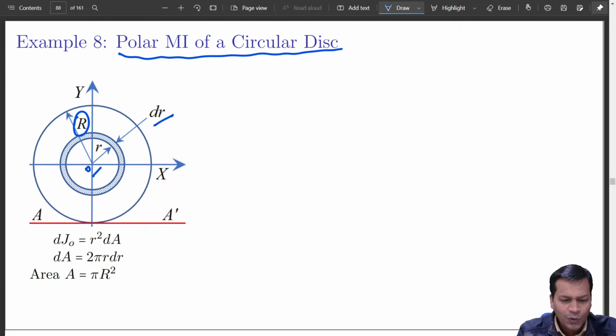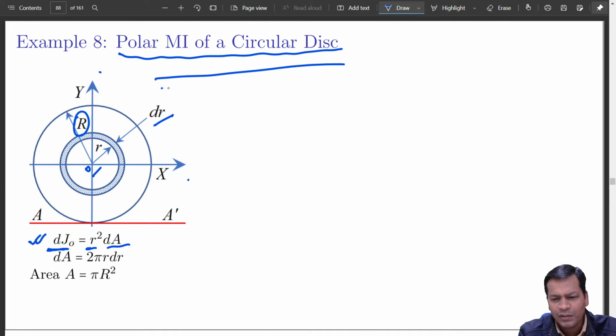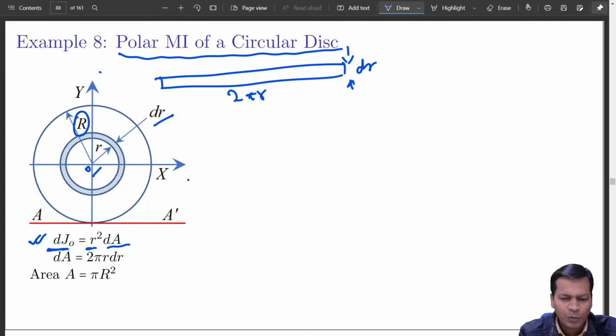Small polar moment of inertia, or Izz, you can say, if this is x, this is y. About the z axis it will be equal to r square dA. How much is dA? dA is 2 pi r dr. If you stretch this strip, this length will be 2 pi r, thickness will be dr, so it is 2 pi r dr.